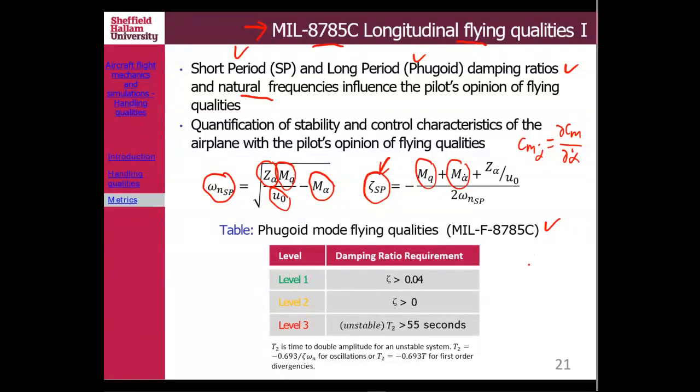Right? Now, you could quantify that, and military standard 8785C defines what level your aircraft should be. So if your damping ratio, for example, is bigger than 0.04 from this quantification, then your aircraft achieves level 1. If it is bigger than 0, obviously, but below 0.04, then it falls into the category of level 2. If it is unstable, it goes into level 3, but the time response, when you calculate it, has to be bigger than 55 seconds, right? Then you can call that a level 3.